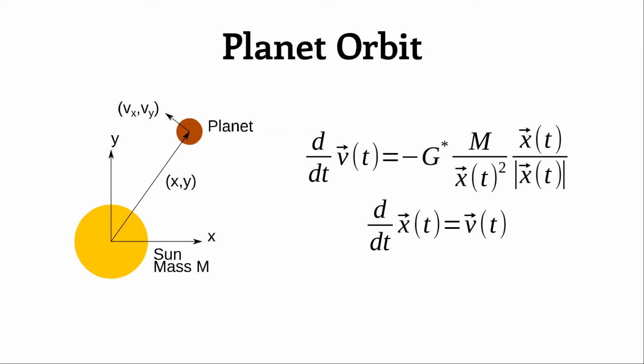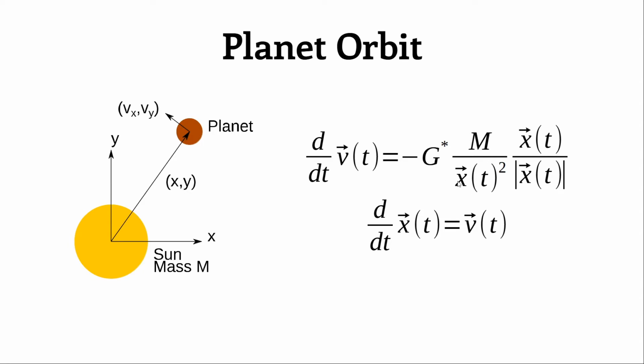Here we have the derivative of the velocity, which is the acceleration. And the absolute value of that vector, so the length of that vector, is the global gravitational constant times the mass of the sun divided by the distance squared.